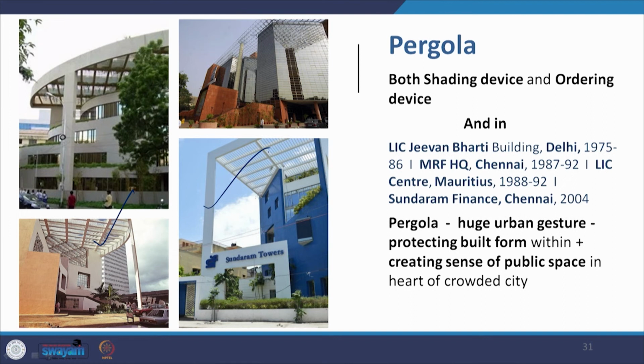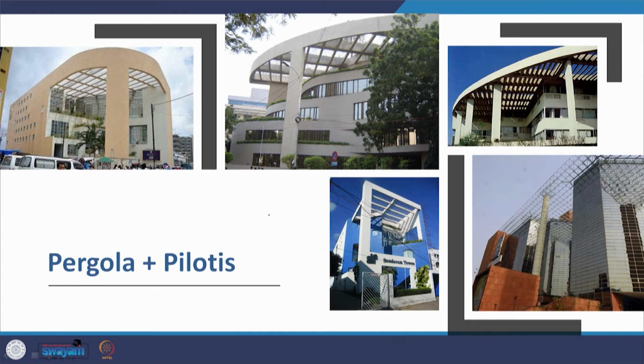It's a huge urban gesture protecting the built form within and creating a sense of a public space in the heart of a crowded city, as in the case of all of them in Connaught Place, and this is in the Jeevan Bharti building in Delhi, and in each of them. And the pergola is joined with the pilotis, the freestanding column, and gives it that gravitas, that strength, and you find that in Mauritius, MRF HQ, ECIL building, Sundaram, and here again this is in steel, and then you have an exposed concrete freestanding column in the LIC building.